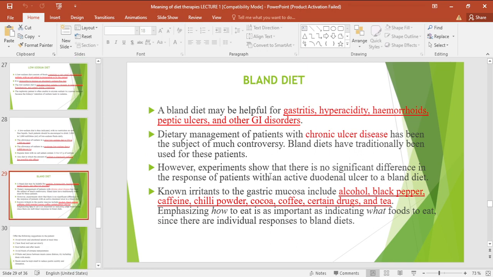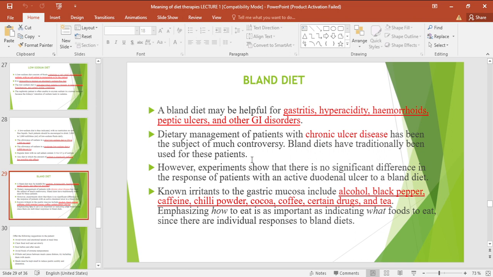Then we have the bland diet. This is very helpful for gastritis, hyperacidity, hemorrhoids, peptic ulcers, and other GIT disorders. The dietary management of these patients, for example, with chronic ulcer disease, has been the subject of a lot of controversy, and the bland diets have been traditionally used for these patients. However, experiments still show that there is no significant difference in the response of patients with an active duodenal ulcer to a bland diet.